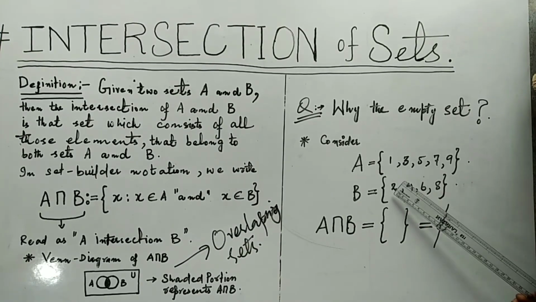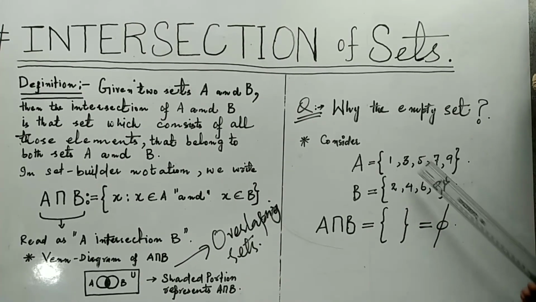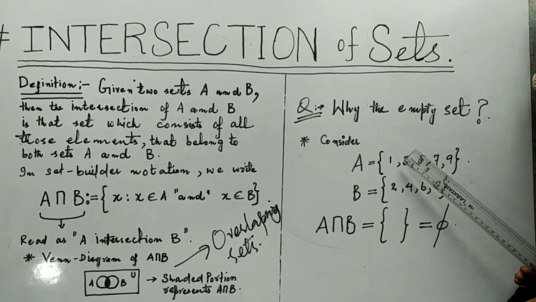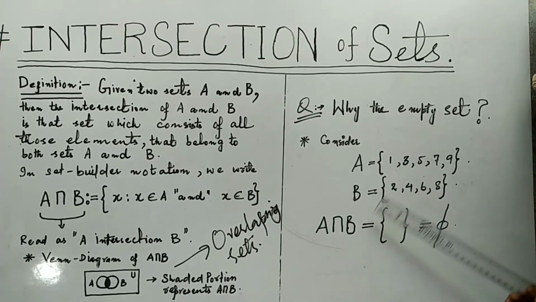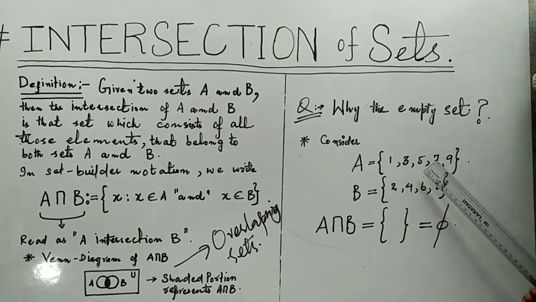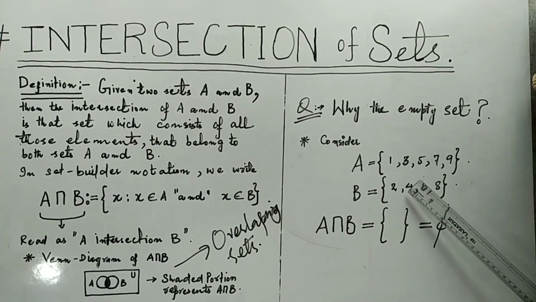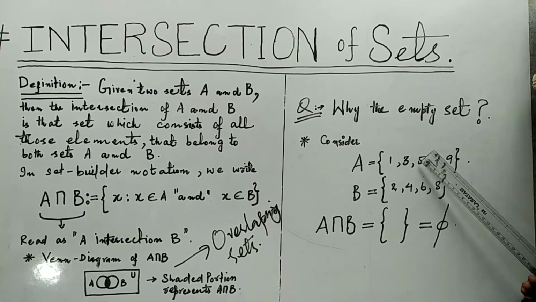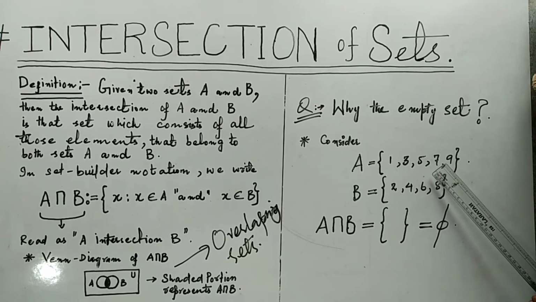Is 3 in the set B? Obviously not. Means that by definition, my intersection will not include 3 as its element. Is 5 in the set B? Obviously not. Means that 5 is also not going to land in my intersection. Similarly, you can see yourself that these two sets have nothing in common.